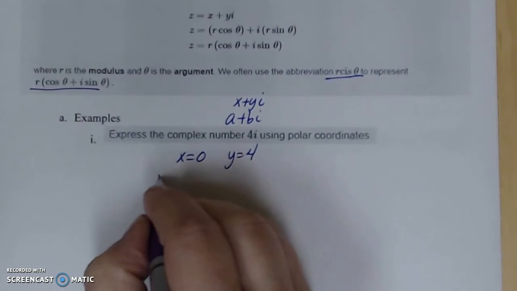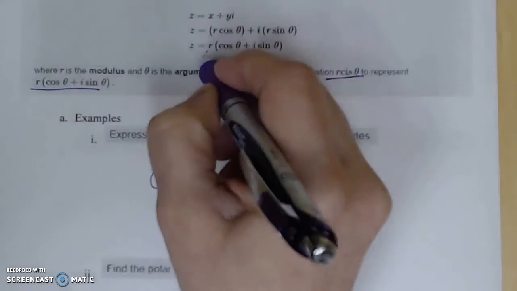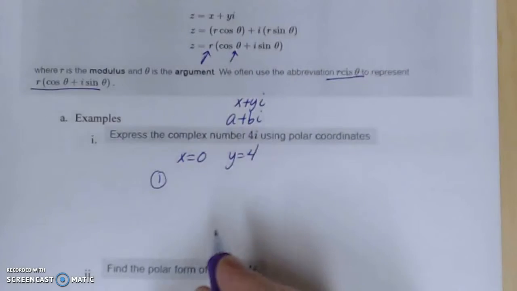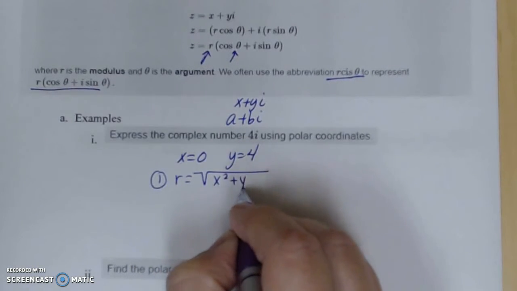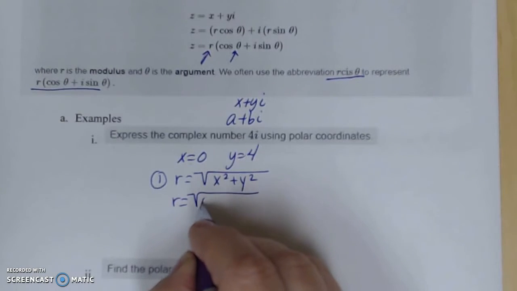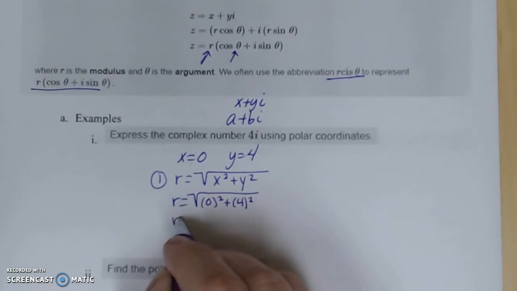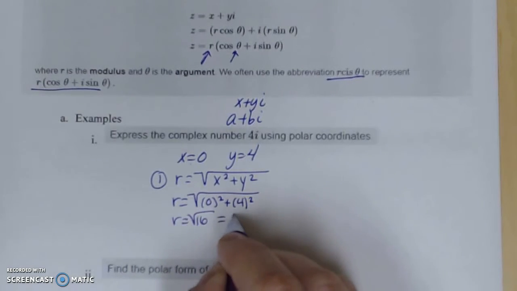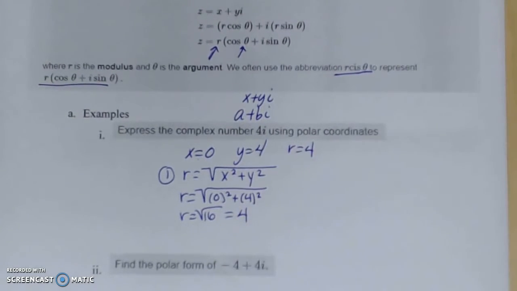So the first thing that I'm going to do is find my r. You'll notice in this problem I'm going to need r's and thetas. So I'm going to say r is equal to the square root of x squared plus y squared, because I know x and y. So r is equal to the square root of 0 squared plus 4 squared. So I end up getting the square root of 16, which is 4. So now I have my r value.